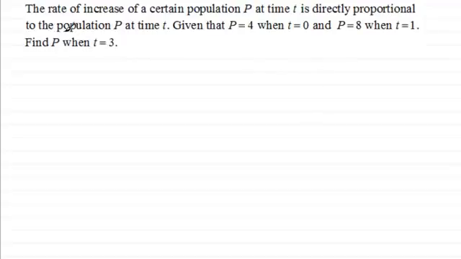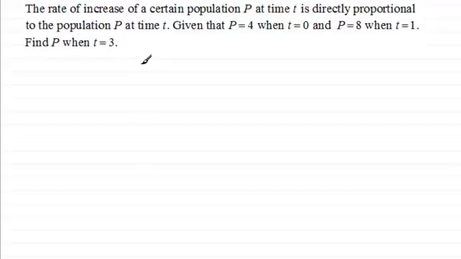A written problem, and it also involves direct proportion. So we've got here the rate of increase of a certain population P at time t is directly proportional to the population P at that time t. We're given that P equals 4 when t equals 0, and also that P equals 8 when t equals 1. And we've got to find the value of the population P when t equals 3.